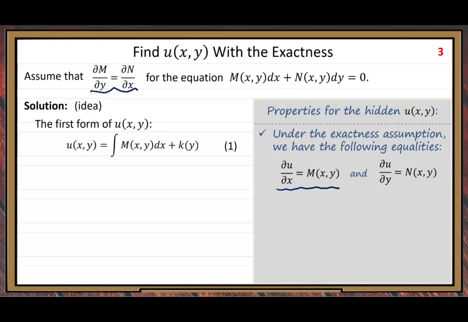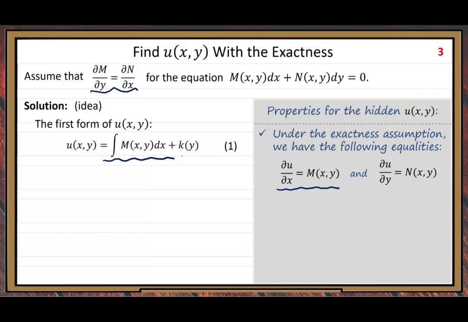For the first form of u, we take the integral of both sides with respect to the x variable. The partial derivative is applied with respect to x, so when we do the integration, we also do it with respect to x. Remember, the m function is known. We treat y as a constant. When you see y, just treat it as a constant.